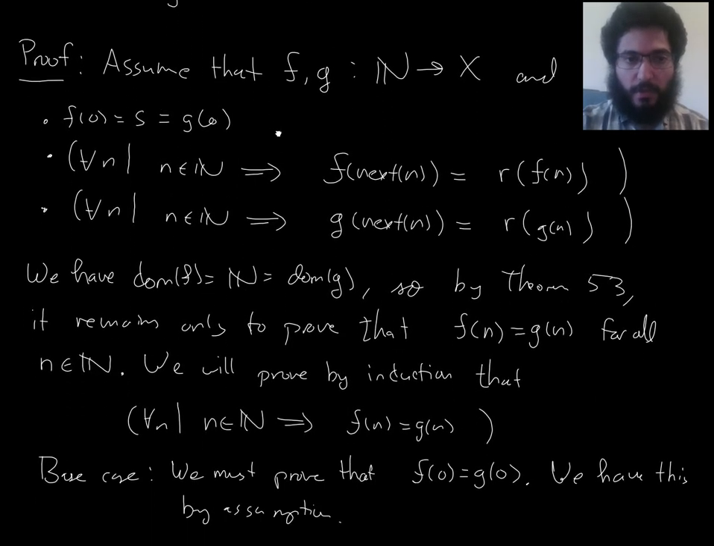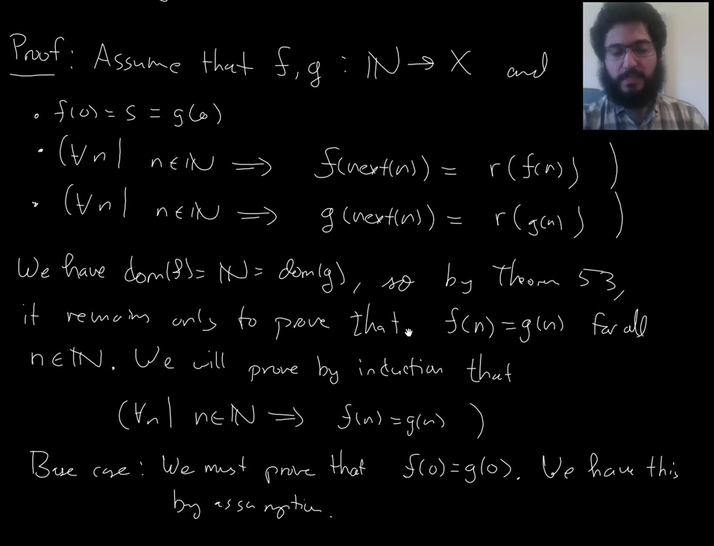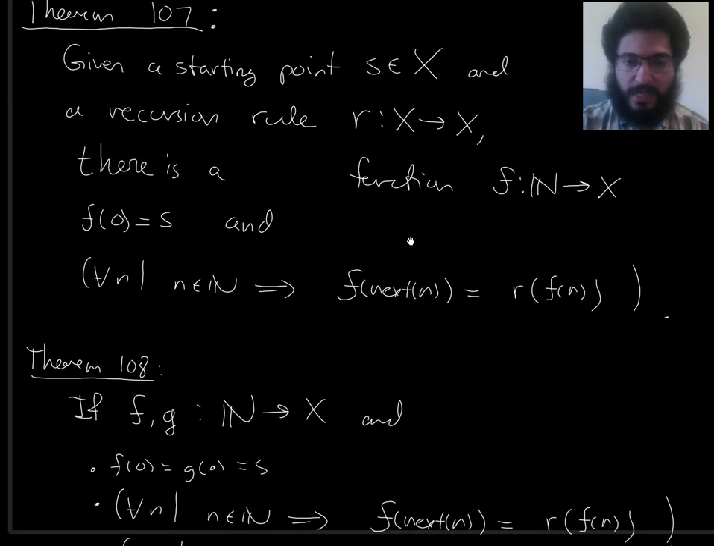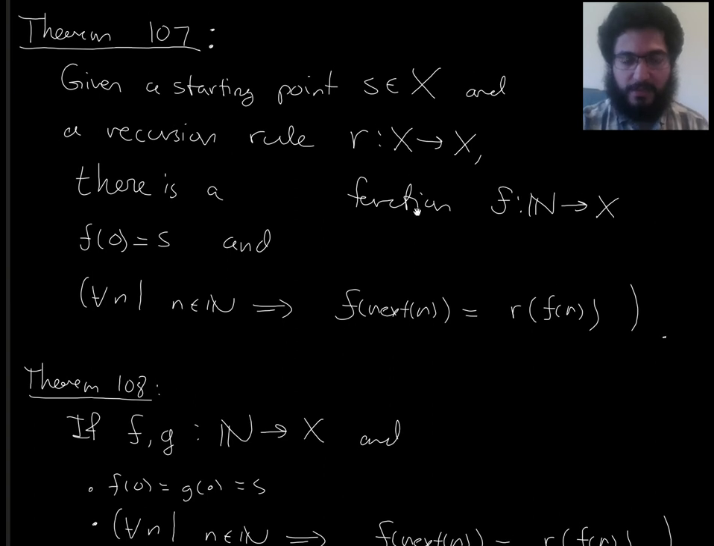So how come uniqueness was needed? How come existence alone wasn't sufficient? Why isn't theorem 107 enough? If you have theorem 107, then that tells you that there exists a function, given a starting point and a recursion rule, there exists something that has that starting point and satisfies that recursion rule. Why wouldn't that be enough? Couldn't we then use existential instantiation and just instantiate a function that has whatever starting point and recursion rule we want?